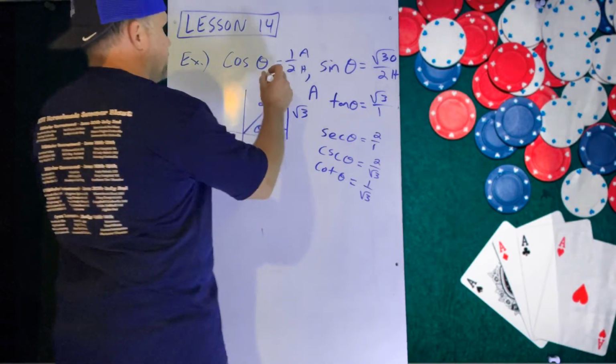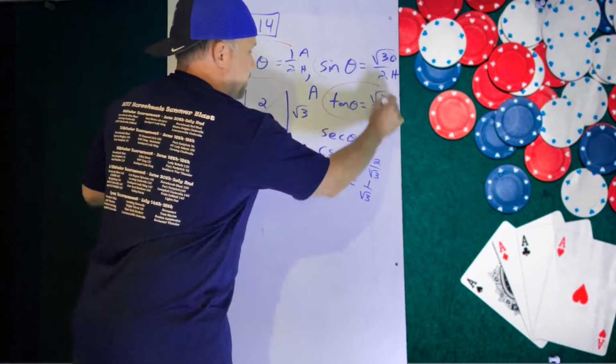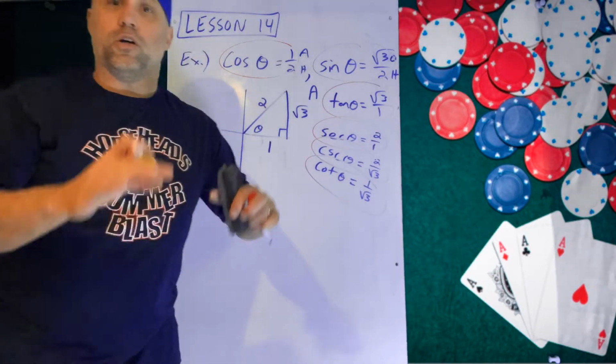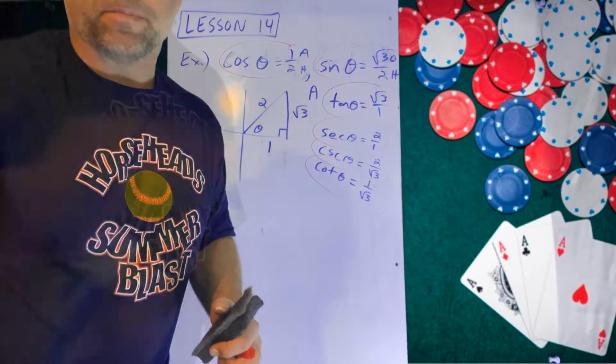2 of them were given to us, cosine and sine. We found the tangent, the secant, the cosecant, and the cotangent for a grand total of all 6. I'm going to erase and do another example.